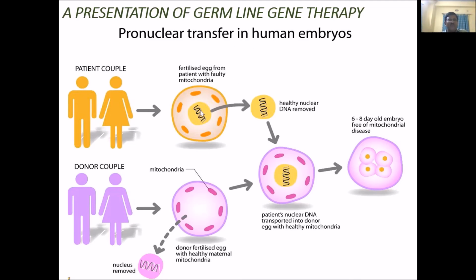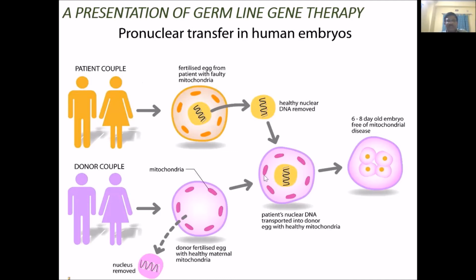What is done? From the defective patient couple, the healthy nucleus is removed, because the nucleus is healthy while the mitochondrial DNA may be defective. And from the healthy donor couple, the healthy mitochondria remain and the nucleus is removed. Now this healthy nucleus from the defective mitochondrial couple is introduced into the cell containing the healthy mitochondria of the donor couple.